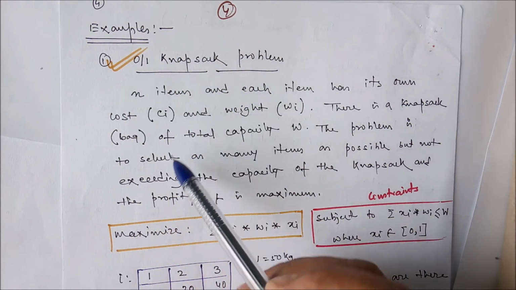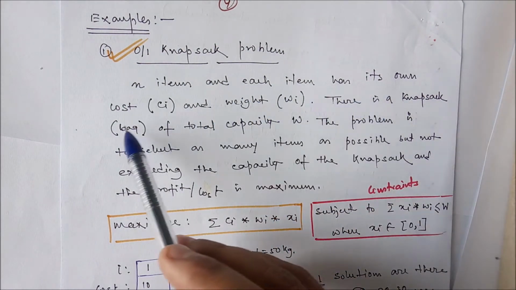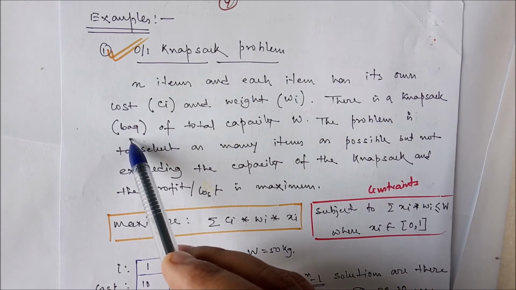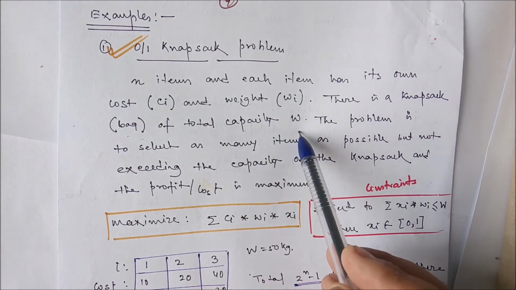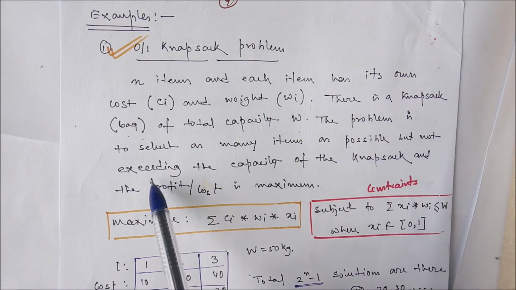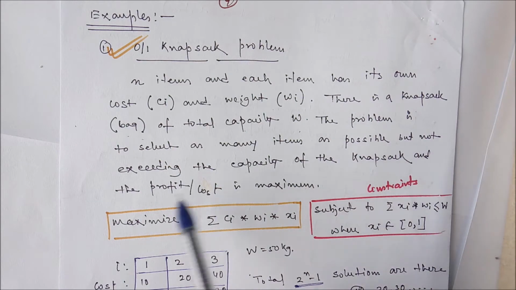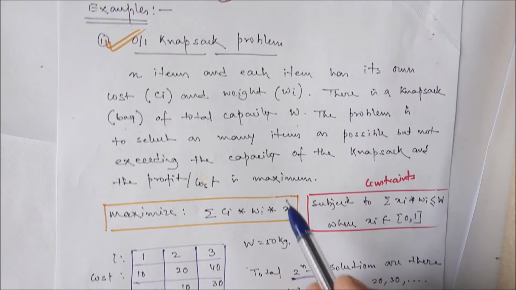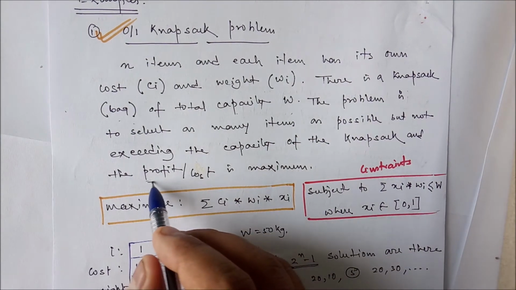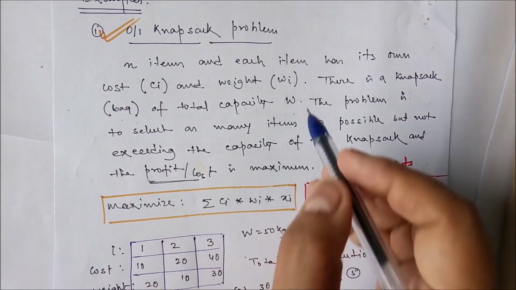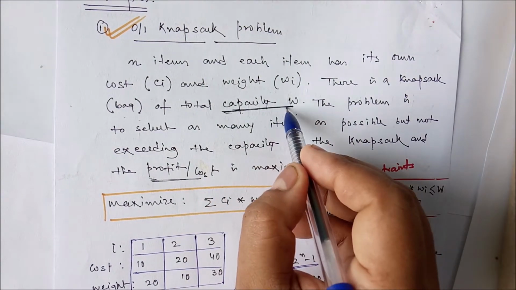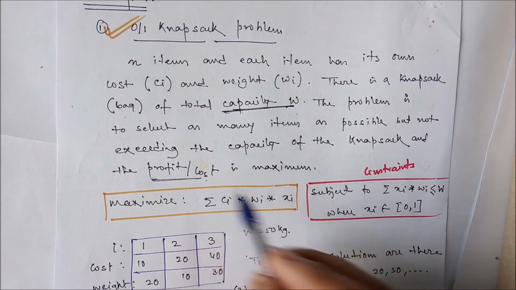The 0/1 knapsack problem: there are n items and each item has its own cost and weight. There is a knapsack bag, a bag of total capacity W. The problem is to select as many items as possible without exceeding the capacity of the knapsack, such that the profit is maximum. So it is an optimization problem. Our goal is to maximize the profit or cost. The constraint is that we cannot take more than W; the weight should not be more than W. So this is the constraint, and what is the objective function?